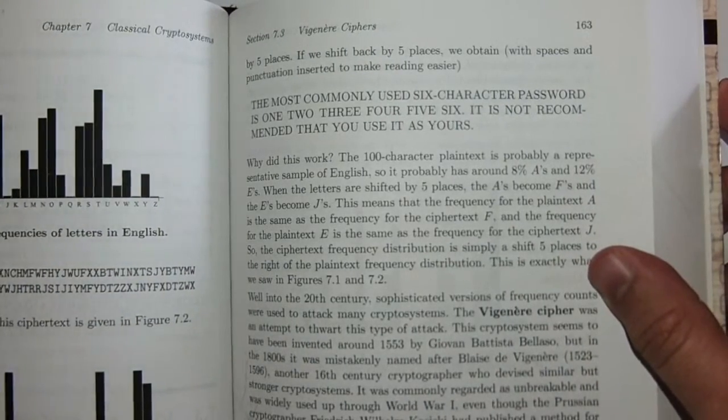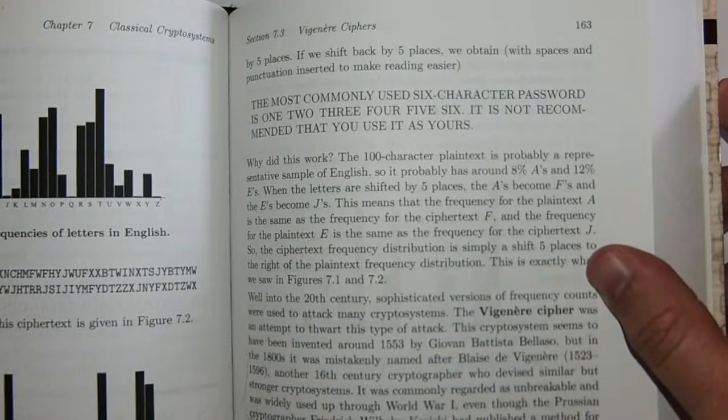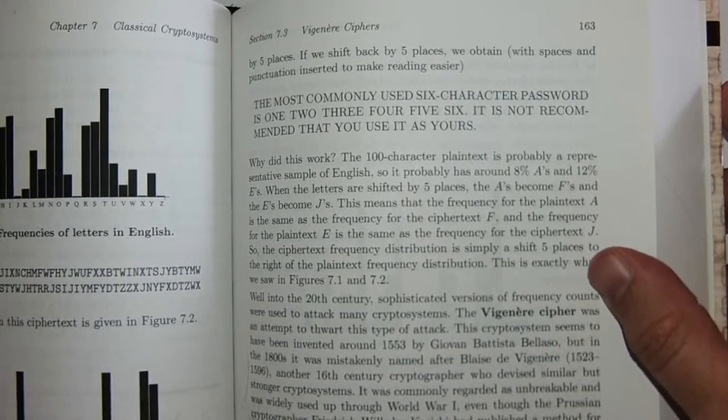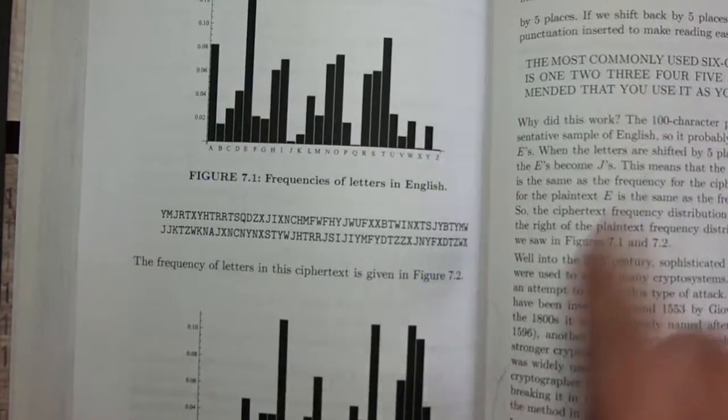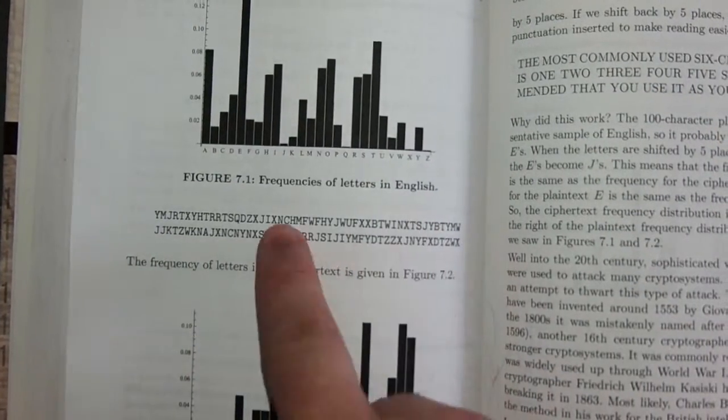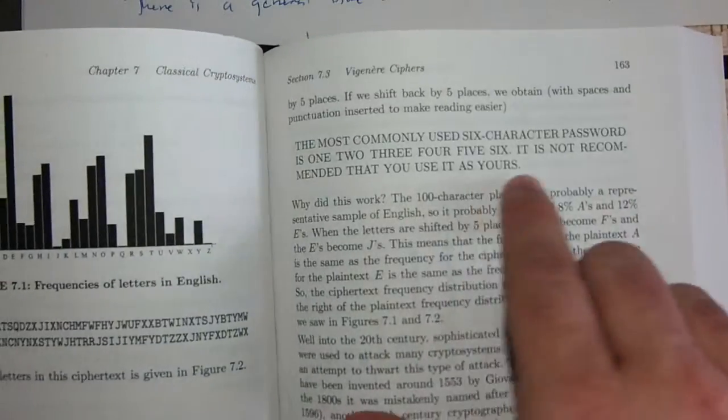The most commonly used 6-character password is 123456. It is not recommended you use it as yours. That's, of course, with spaces added here. This is the cipher text that has been decrypted. So that did it.